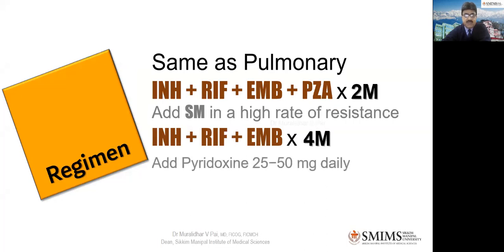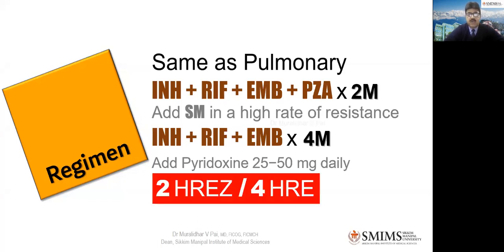You may add pyridoxine, 25 to 50 milligrams daily, because INH is going to affect the liver and cause vitamin B complex deficiency. So that's why you may add this. So it's popularly called 2 months of HREZ and 4 months of just HRE. That is INH, rifampicin, and ethambutol.